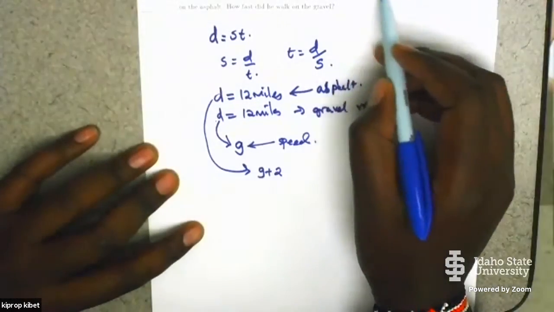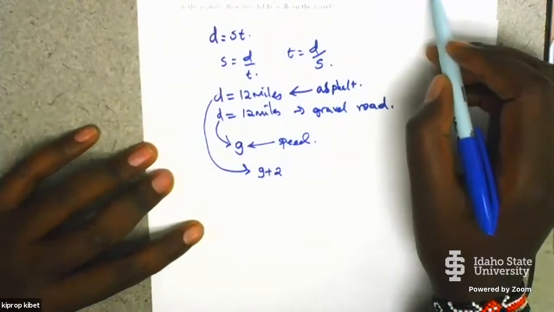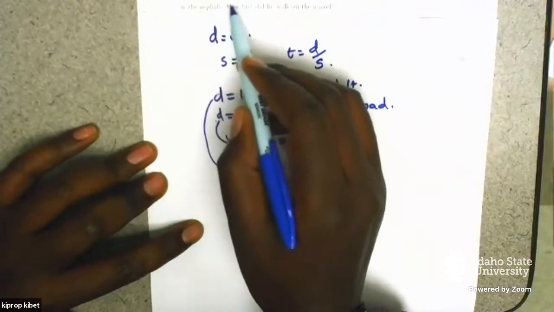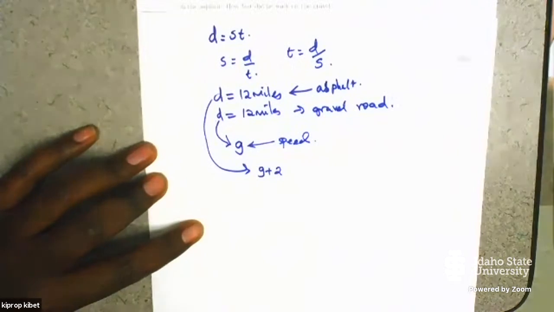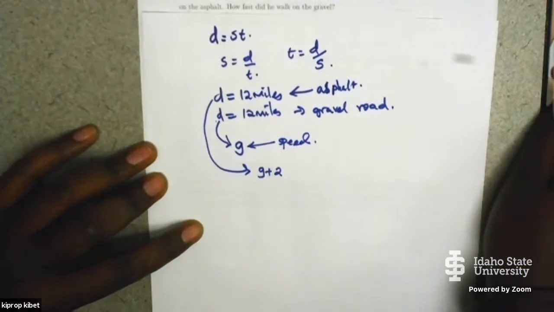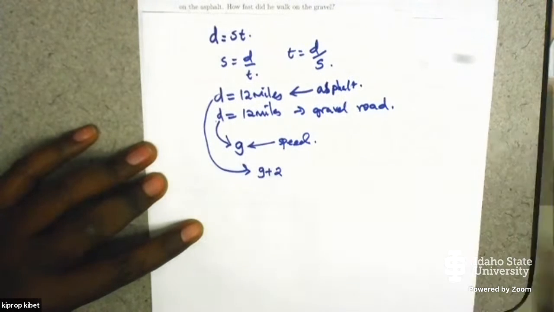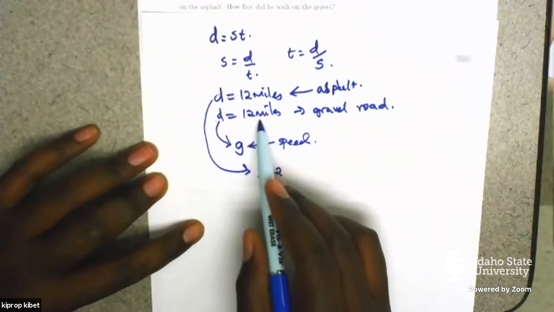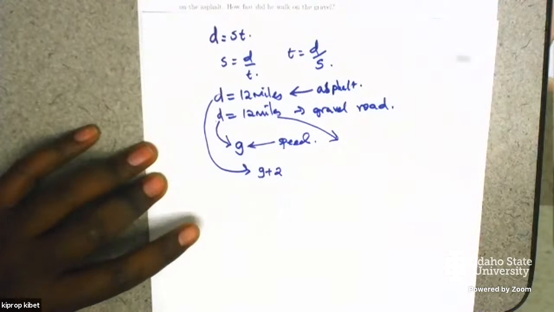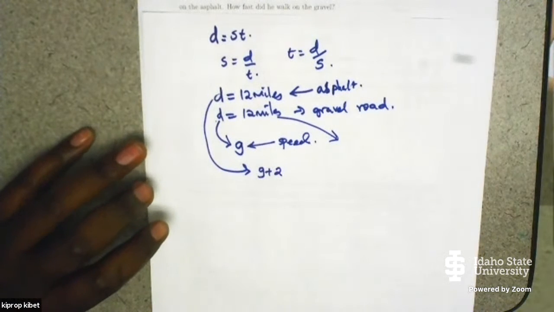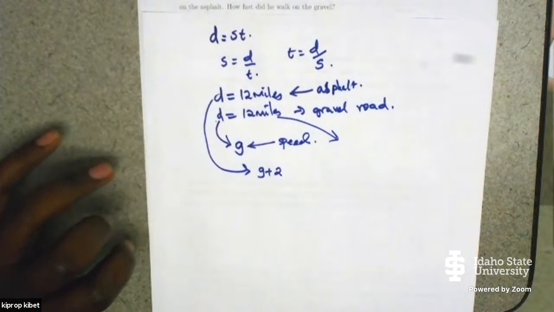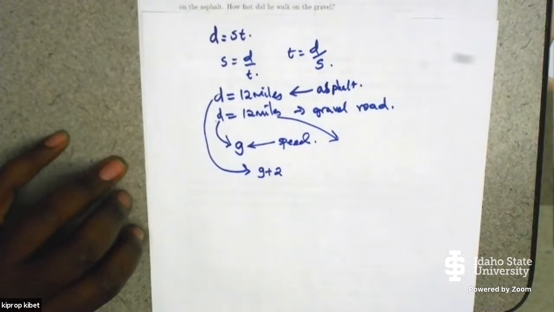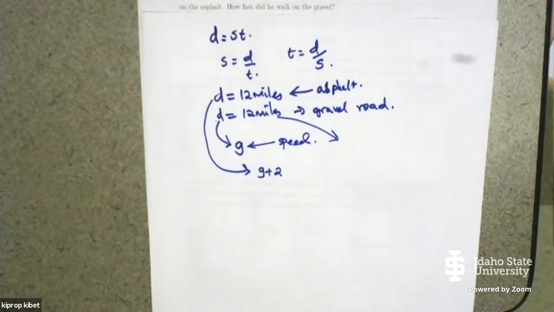So looking at this, on the asphalt, he walked 2 miles per hour faster than on the gravel road. The walk on the gravel took 1 hour longer. So that means the time on the gravel took 1 hour longer than the time on the asphalt. How fast did he walk on the gravel? So what is this question looking for? The speed on the gravel, right?